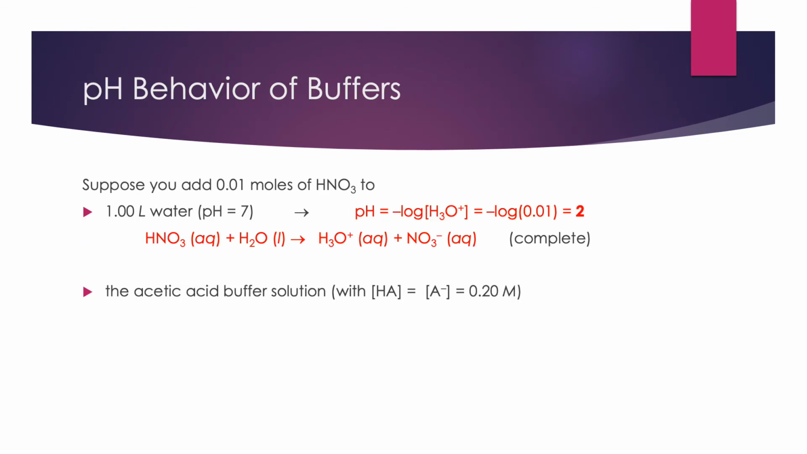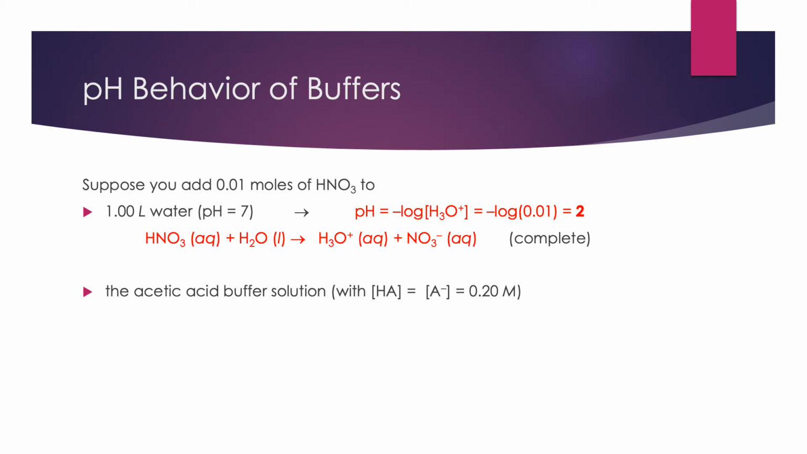So now let's see if we can understand how buffer solutions actually work. I want to contrast two scenarios, one in which we're adding 0.01 moles of nitric acid to pure water, we'll say to a liter of pure water, which has a pH of 7, and then later we'll add that same amount of nitric acid to a buffer solution.